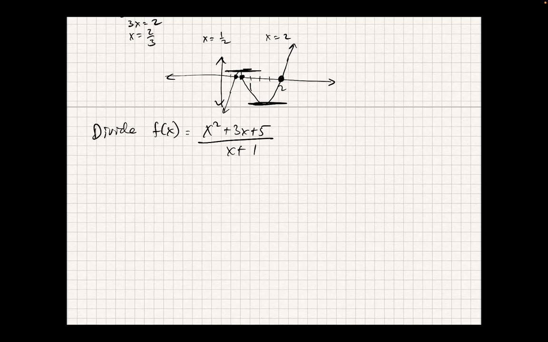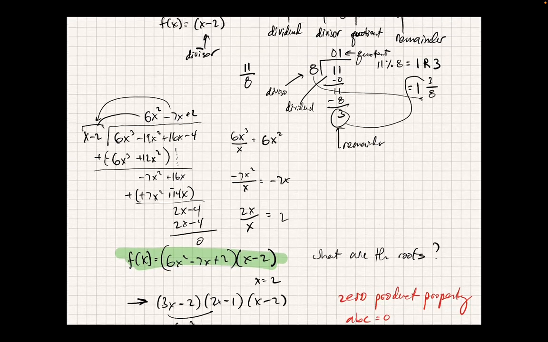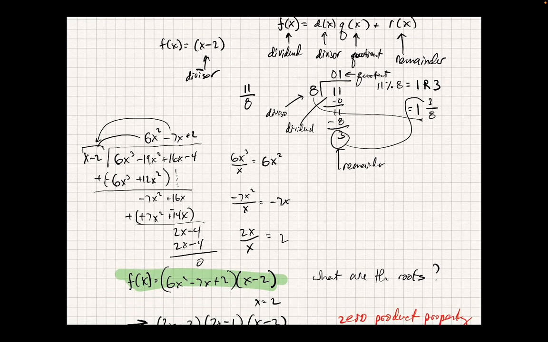Let's divide x squared plus 3x plus 5 by x plus 1. I want you to try this one. And then before you try it on your own, let's look back at our steps.